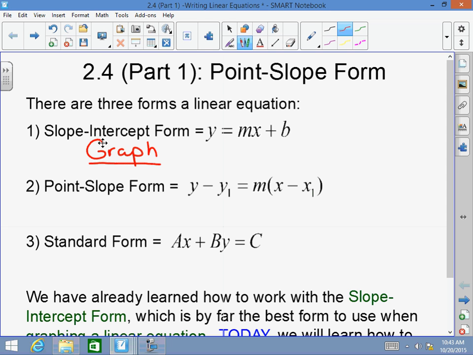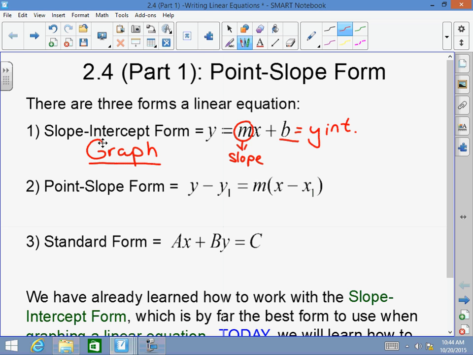Y is the dependent variable. M is the slope, not the x, but the M is the slope. And B equals the y-intercept. Okay? So you graph the y-intercept, then you follow the slope for 3 to 5 points. Done. Let's skip over number 2 for a second because that's what we're learning today.